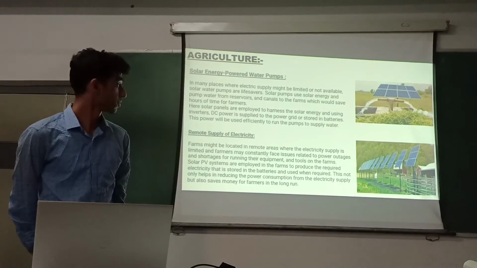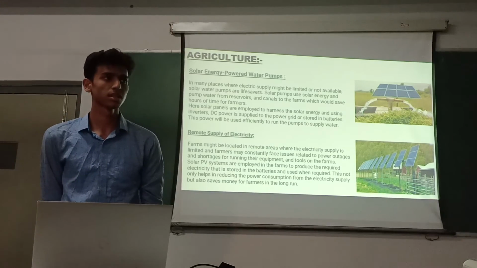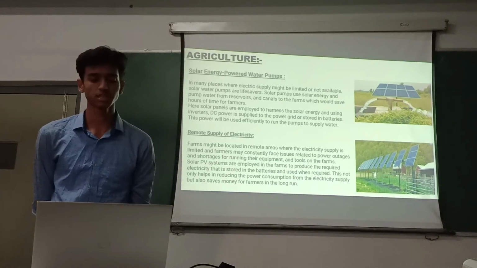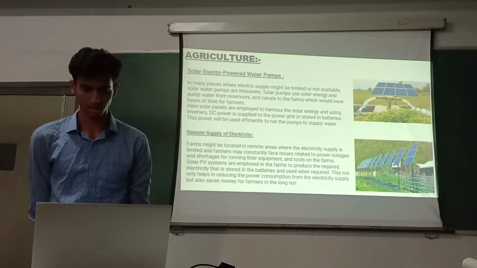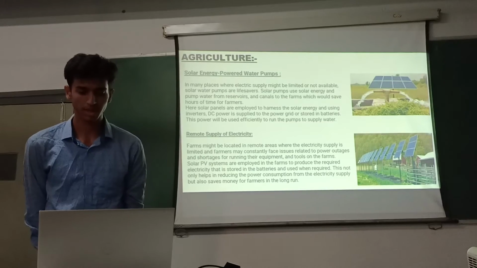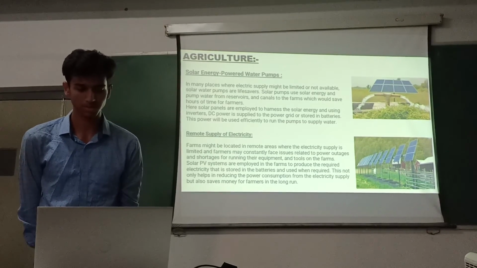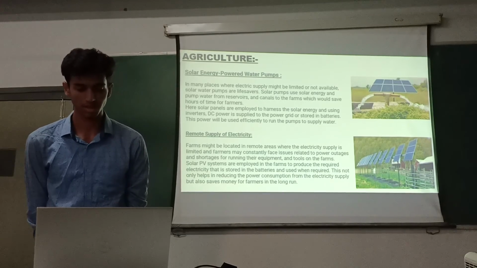The next one is very important: agriculture. In India and other countries, lots of places are not eligible for electric supply. Solar water pumps are lifesavers. Solar pumps use solar energy. We can use solar energy in solar pumps and in many agricultural instruments like harvesters, etc.